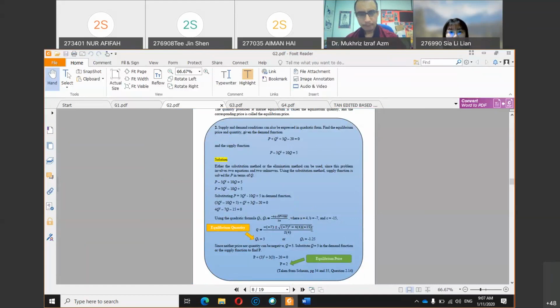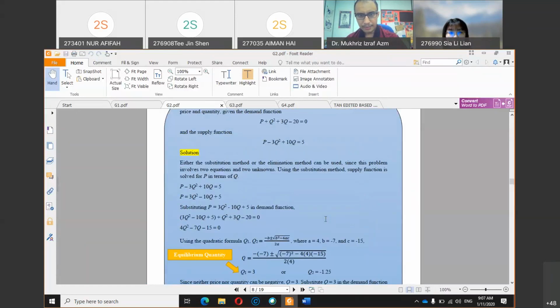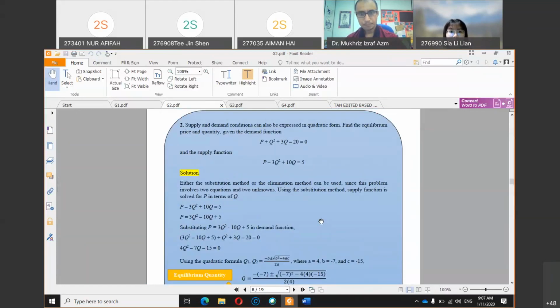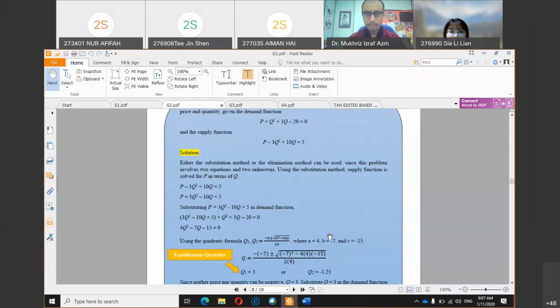Sorry, doctor, can you make it a bit larger? Because if I increase the size, then, never mind. So for the market equilibrium, we have to find the equilibrium quantity and the equilibrium price. In this condition, the supply function equals the demand function. So we can use substitution to find the equilibrium quantity and the equilibrium price.